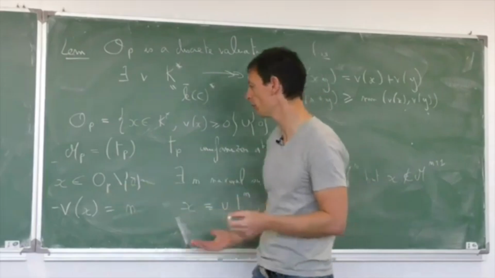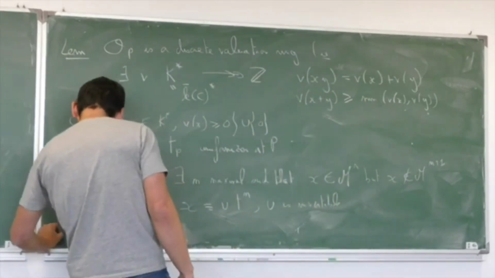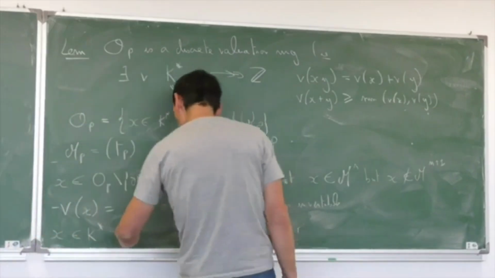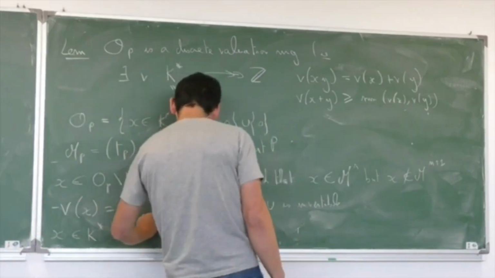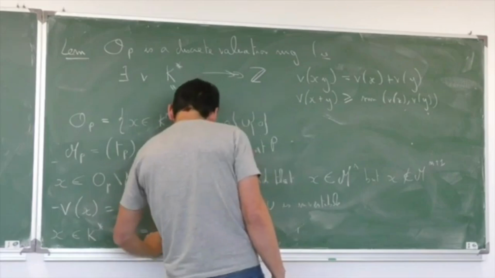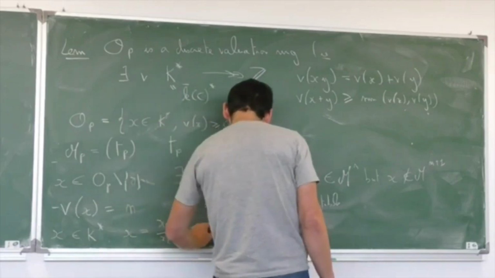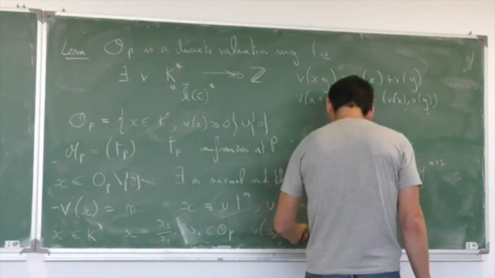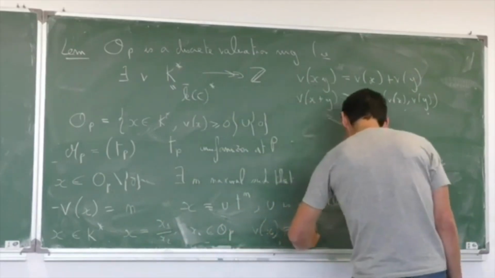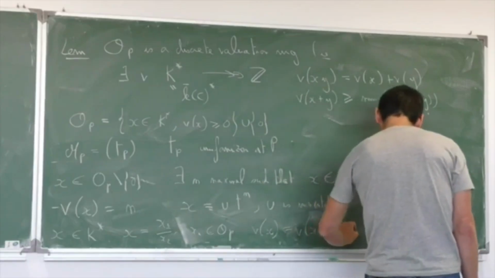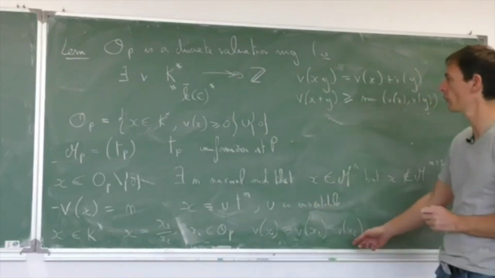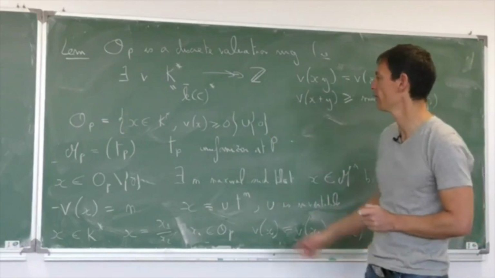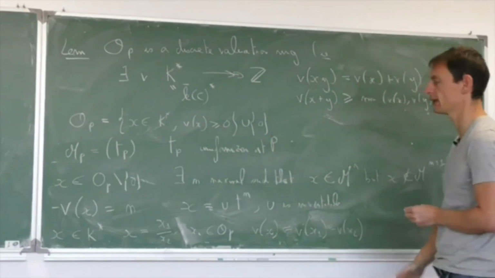What are you going to do if you have an element x in k star? Then it means that x is in the fraction field, so it's a quotient x1 over x2, where the xi are in OP, and the valuation of x is just going to be the valuation of x1 minus the valuation of x2. And with this, of course, you can also prove the last missing part, that OP is exactly the x which have a non-negative valuation.